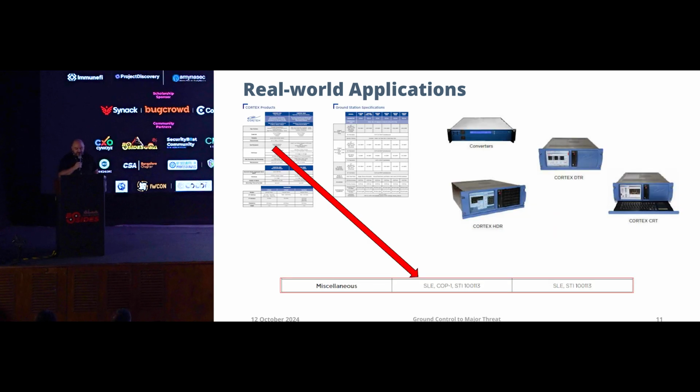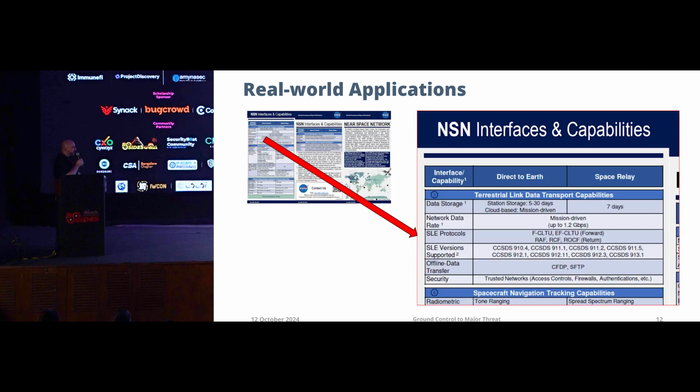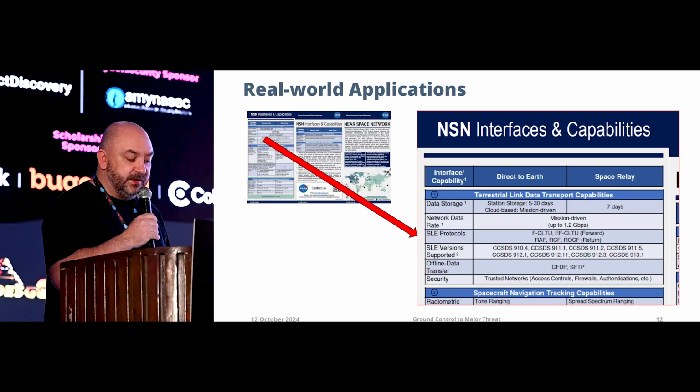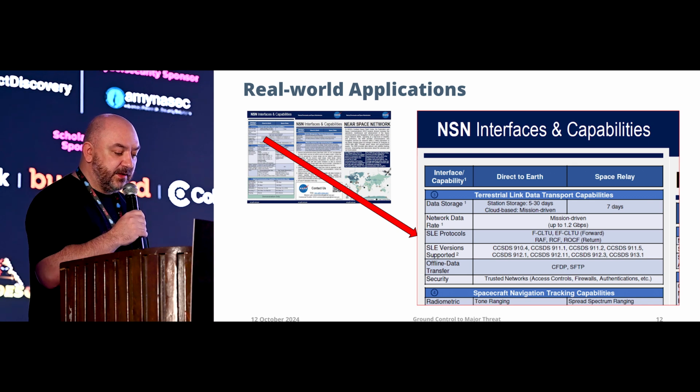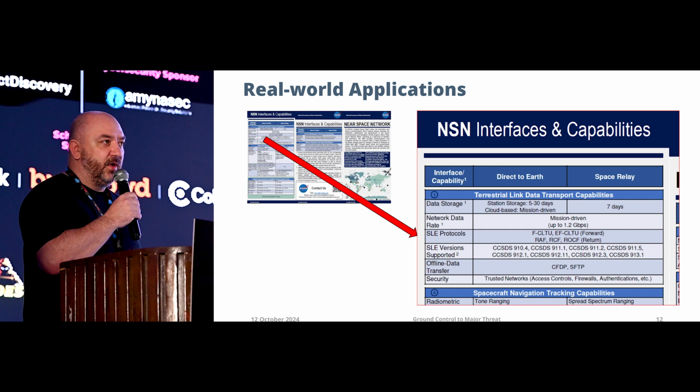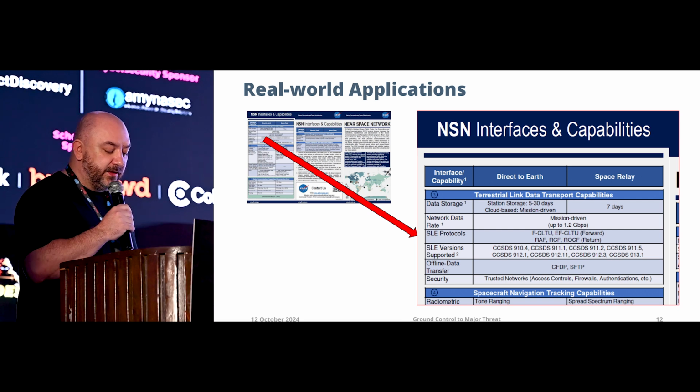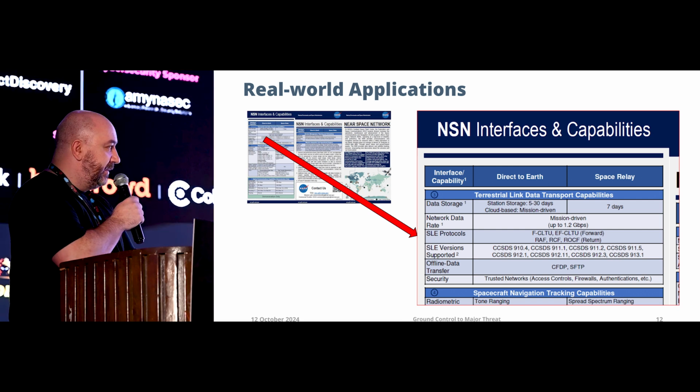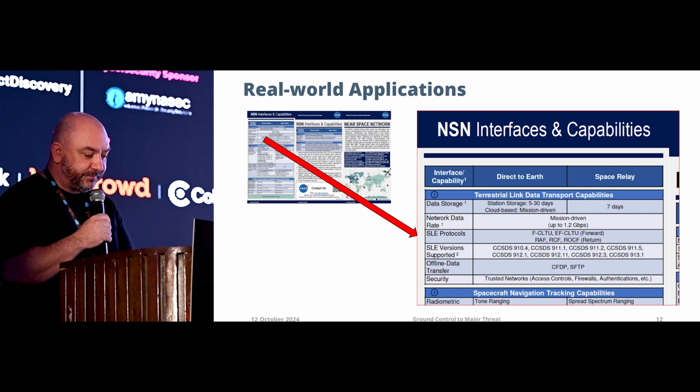SLE is also present in most of the specialized equipment that is running on the ground station, like in this case, the Safran Cortex ground station equipment. And here, just also for reference, NASA Near Space Network lists SLE as one of their interfaces and capabilities, which basically means that almost everyone is using SLE internally for the communication between the MCS and the ground station.